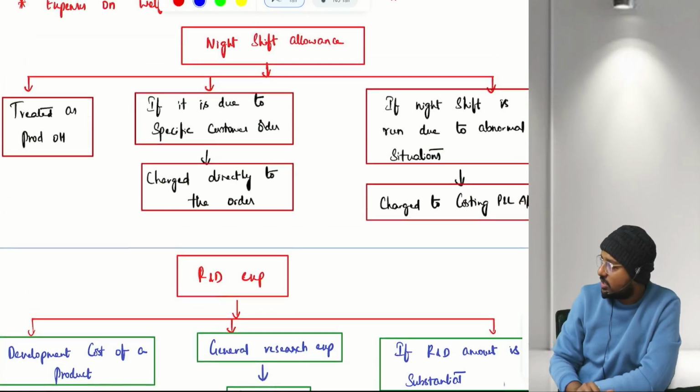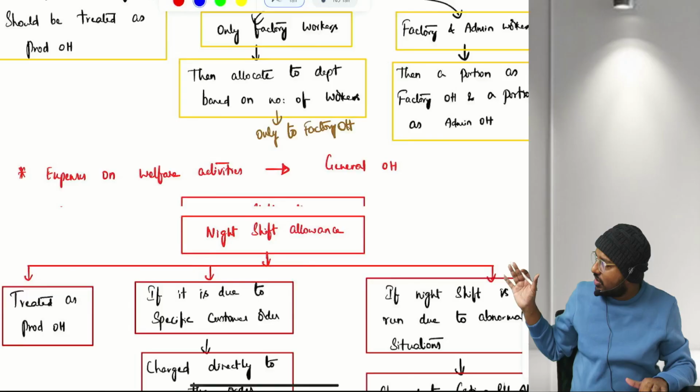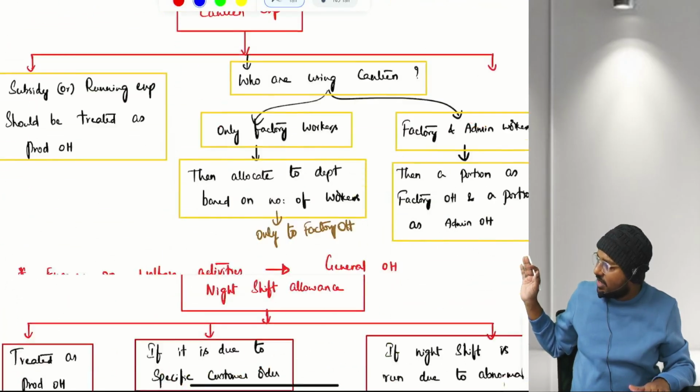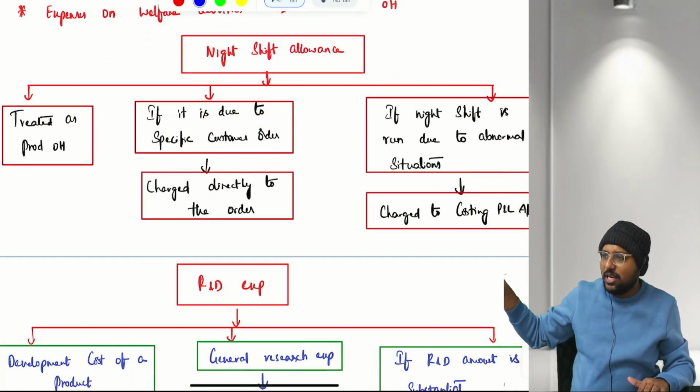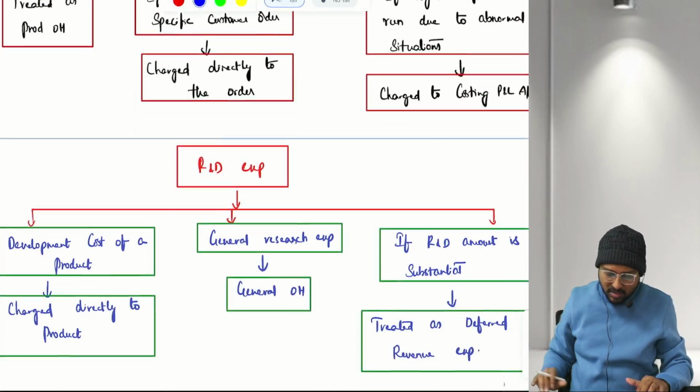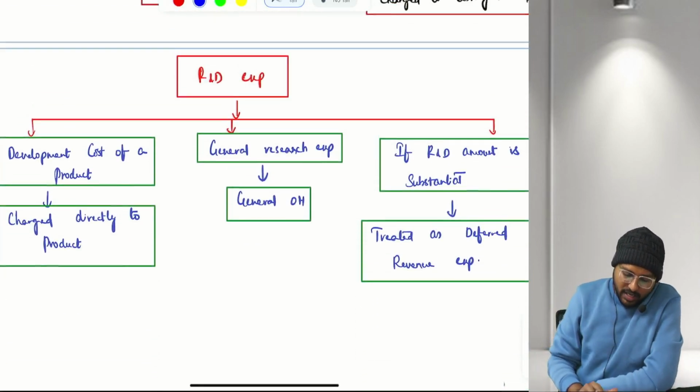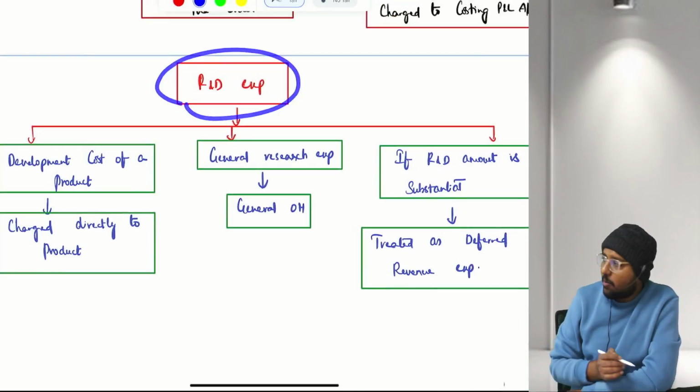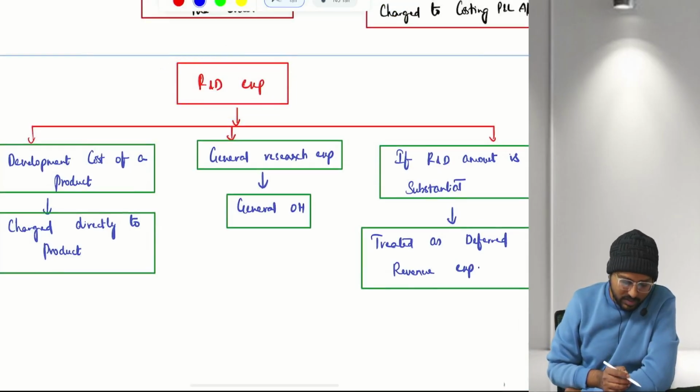So what is the concept you need to understand? If you see all these concepts, the rule is basically the same. Whenever it is normal, it will go to the overheads account. If it is abnormal, it will go to the costing P&L account. That's all. Okay, last one. What is this R&D? Research and development expenses.